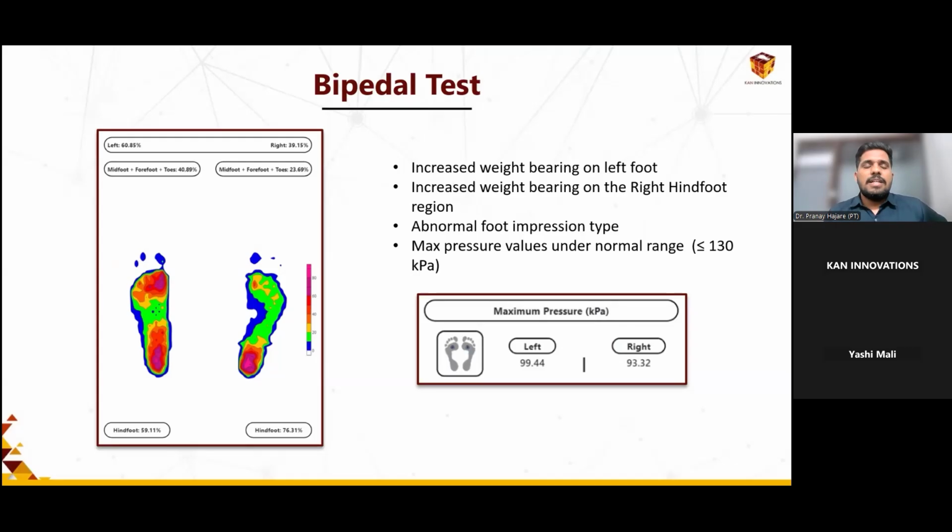Interestingly, the maximum pressure values remain within the normal range. Ideally, whenever the person stands, the maximum pressure on the foot should be below 130 kilopascals, meaning excessive focal overload is not present in this case. So this case reflects altered distribution rather than high-pressure pathology.